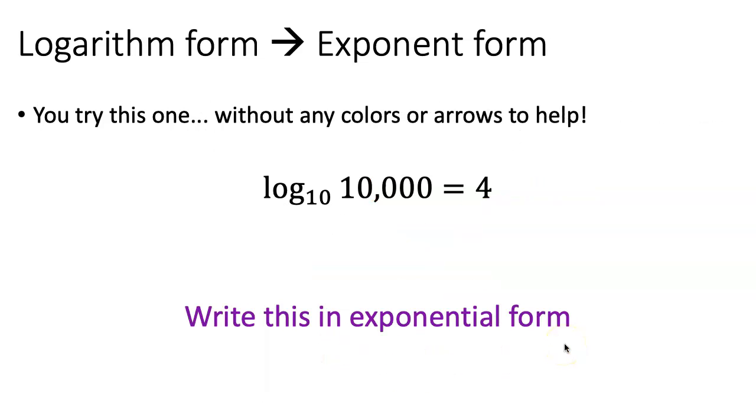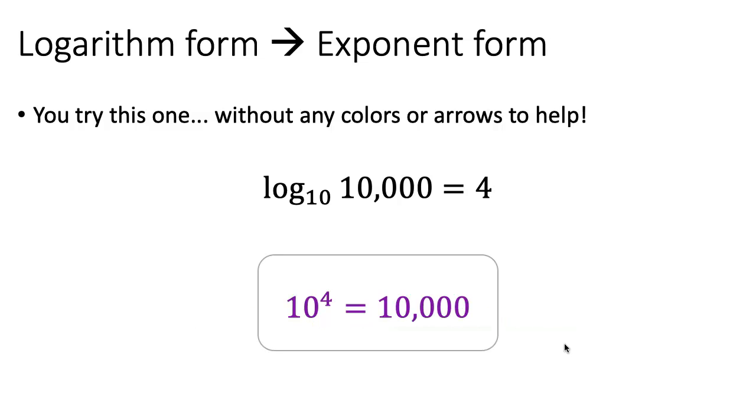Try this one without any colors or arrows to help you out. Pause the video and write this in exponential form. What's the base, what's the exponent, and what's it equal? That's what you get. Here's the base, 10. The exponent is 4. And that's going to come together to give you 10,000. Because 10 to the 4th power is 10,000.